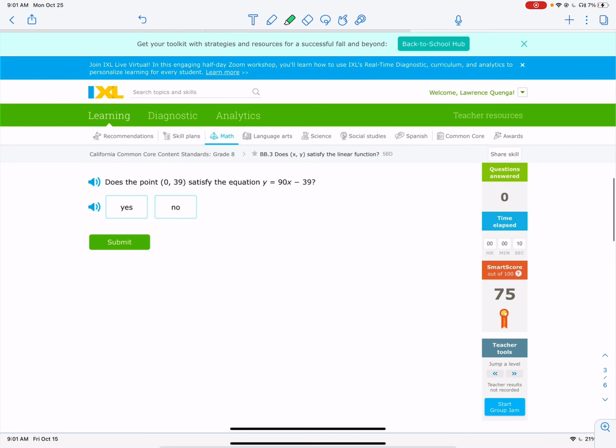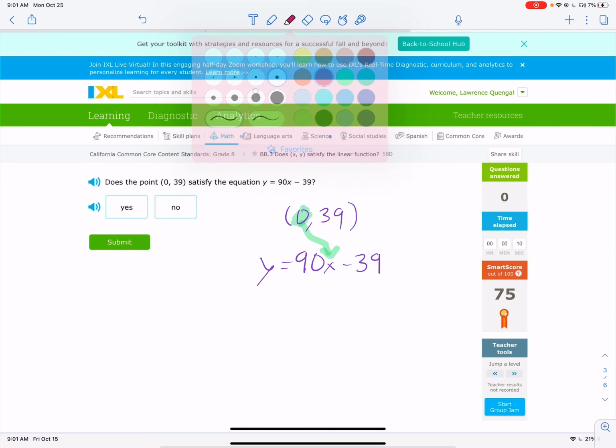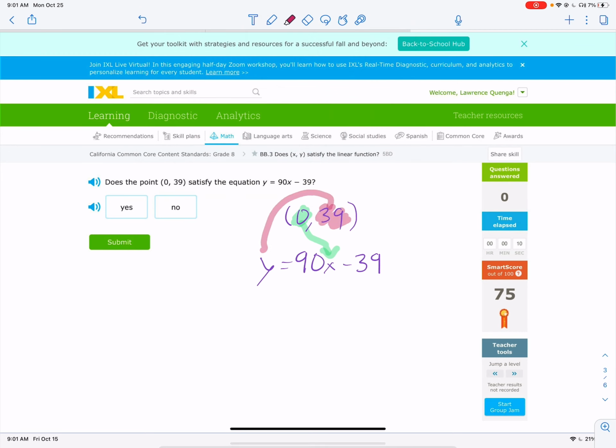Okay? Now we have, does the point (0, 39) satisfy the equation y equals 90 times x minus 39? We will take 0 and plug it in for x, and we will take 39 and plug it in for y. And we need to see if both sides end up equaling each other. So I plug in 39 for y, I substitute it in there.